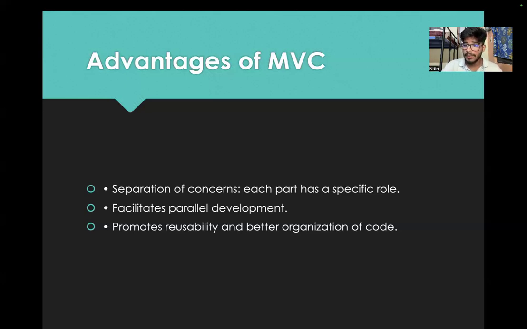Let's take e-commerce as an example. The product delivery will be happening in parallel, so after the user puts the order, the model does the job in parallel, and then the receiver and the user receive the information in parallel. So everything happens in parallel. Promotes reusability and better organization of code. The code organization will be easily done through MVC.